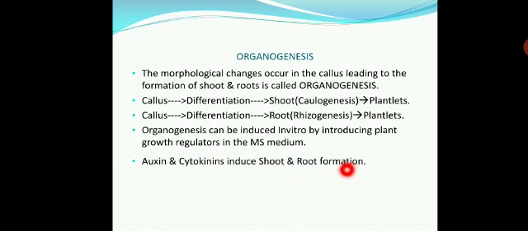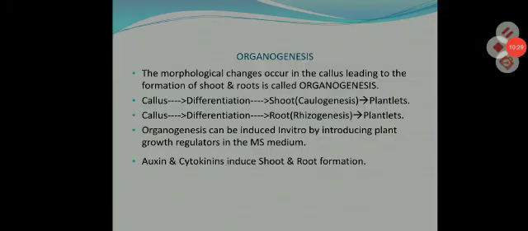Here organogenesis is of two types: calogenesis and rhizogenesis. The shoot that arises from the callus is called calogenesis. The root that arises from the callus is called rhizogenesis. After that, the plantlets are obtained.